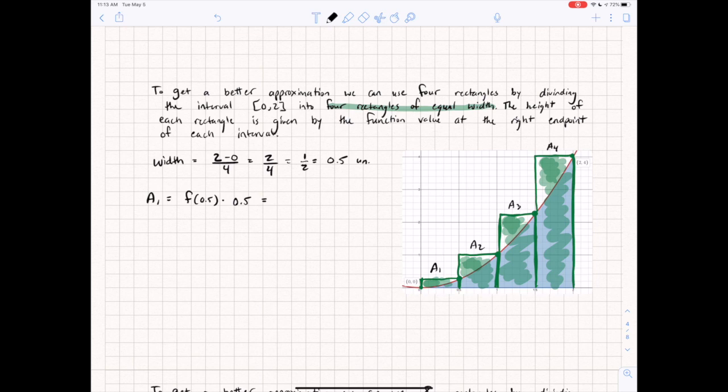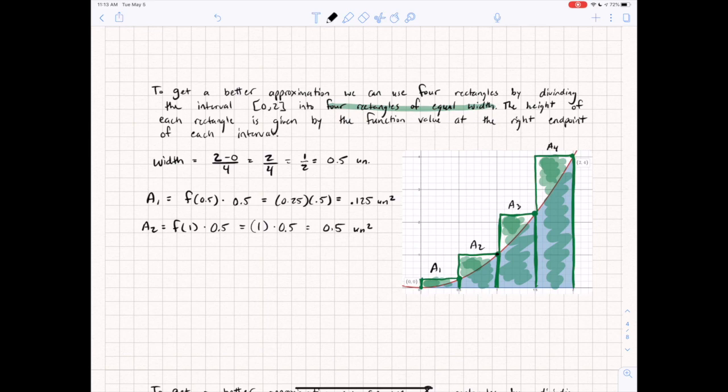F of 0.5, so if you were to plug 0.5 into x squared, you would get 0.25 times 0.5. I get 0.125 square units. That's the first rectangle. For the second rectangle, the height is determined by the right endpoint, which would be 1. And I'm going to multiply this by the width, which is 0.5. So I get 1 squared times 0.5, which is just 0.5.